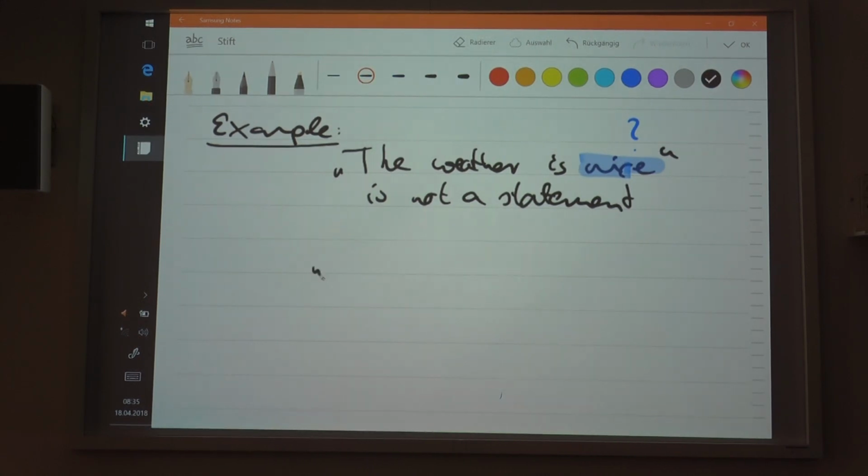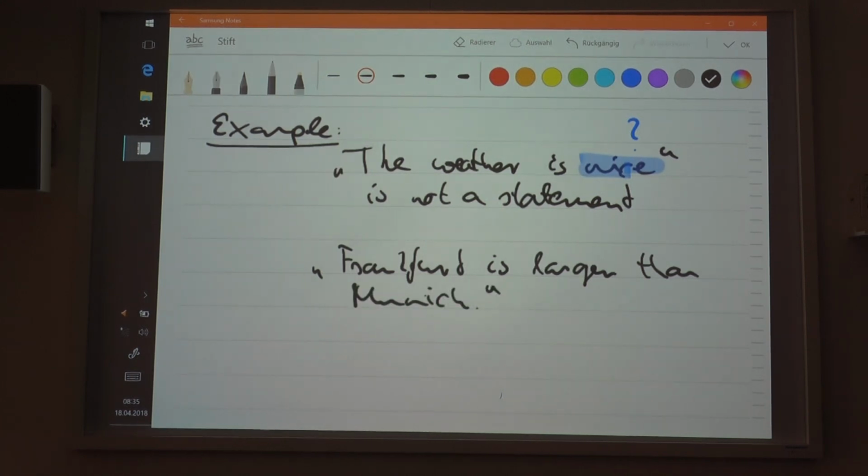But on the other hand, if you say something like Frankfurt is larger than Munich, then in that case this is a statement, which is false. In terms of inhabitants or the area, Munich is larger than Frankfurt, of course, but this is a statement, although it's false. You understand?